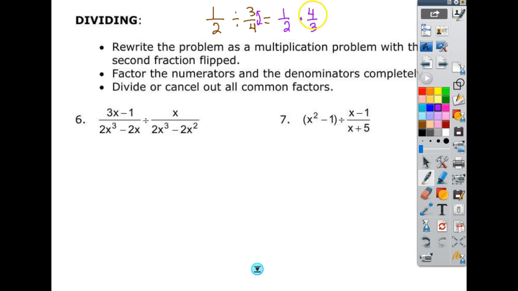You multiply straight across the top, and you get 4, and straight across the bottom, and you get 6, and this one happens to reduce to 2/3. So that's what we're going to do down here for our multiplication. We're going to flip the second one.